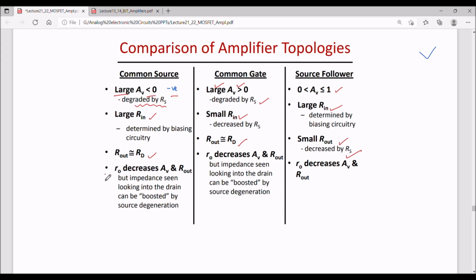And with the inclusion of channel length modulation, that is when we include R0, for common source we had seen gain decreases and R out also decreases. In common gate we had seen gain decreases and R out decreases, both gain and R out decrease. Here also we had seen both gain and R out decrease when we include the channel length modulation R0.